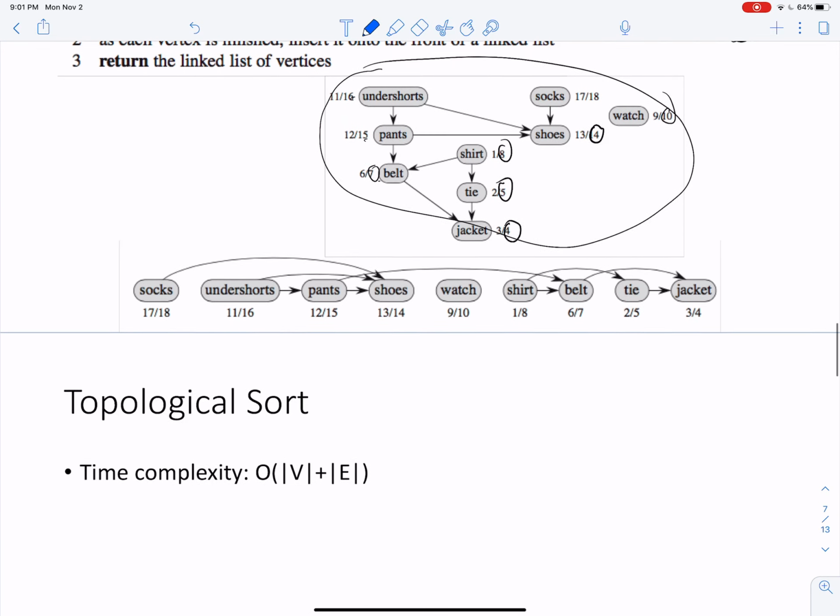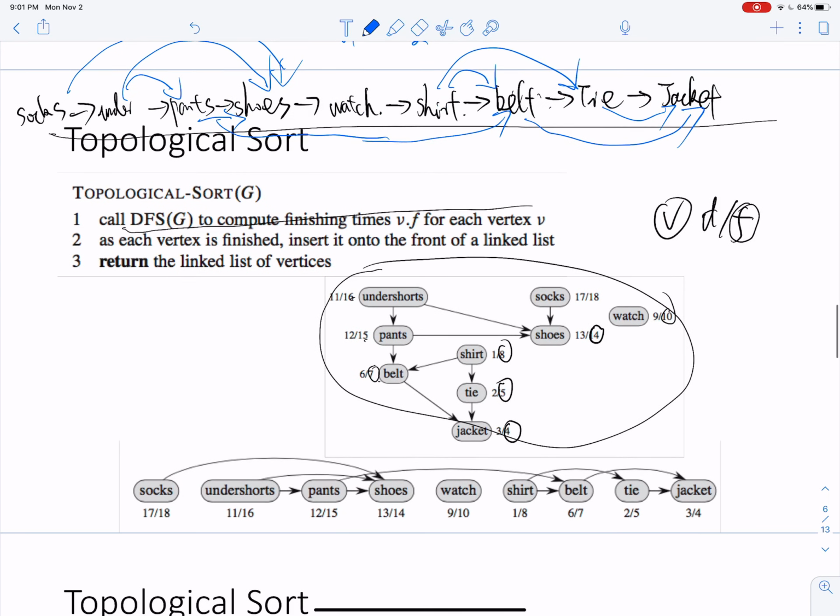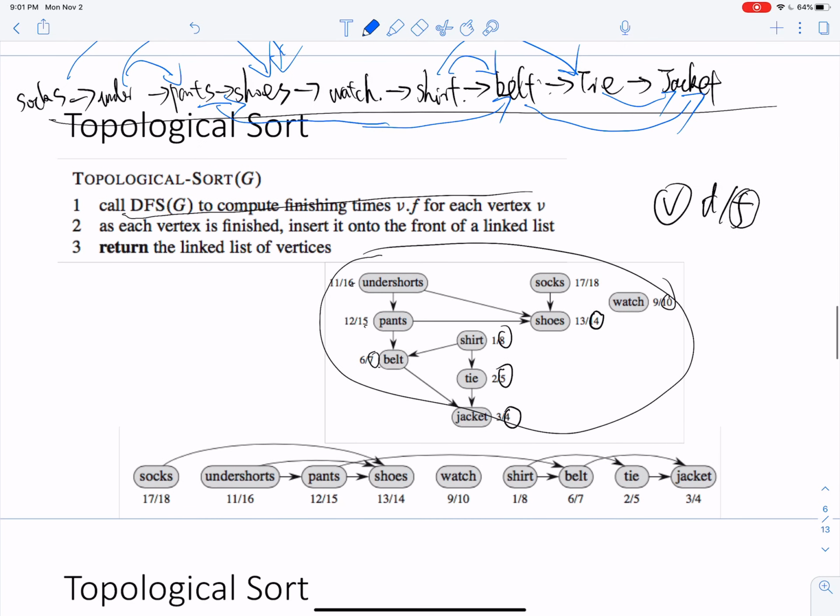Now let's look at the time complexity of this algorithm. Previously I said that to infer the time complexity of a certain algorithm, we need to pay attention to two parts. The first is the function call, and the second part is any loop, like for loops or while loops. So here we call the DFS function. What's the complexity of DFS? It is O(V plus E). So we get O(V plus E) complexity in the first line, and then let's look at the second line.